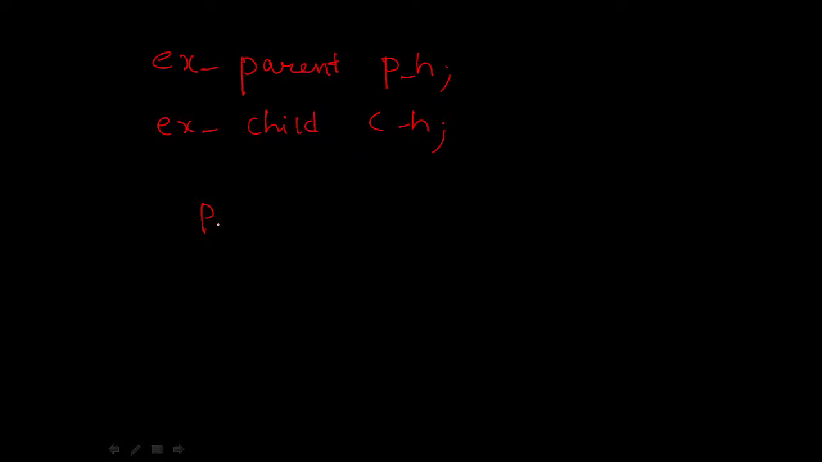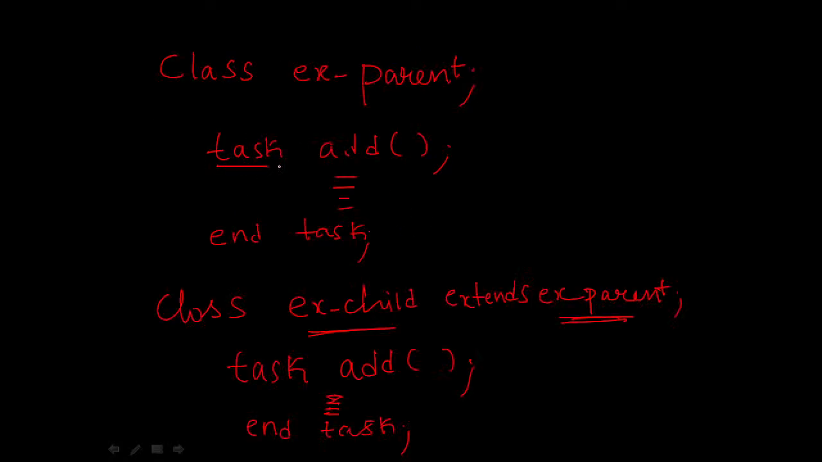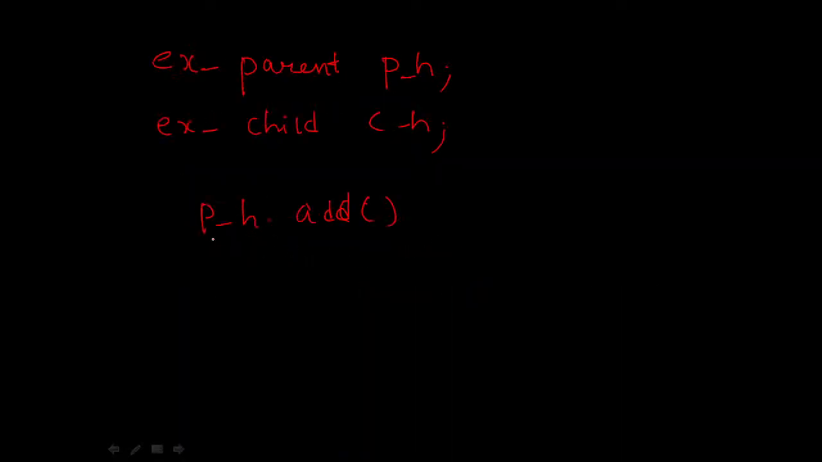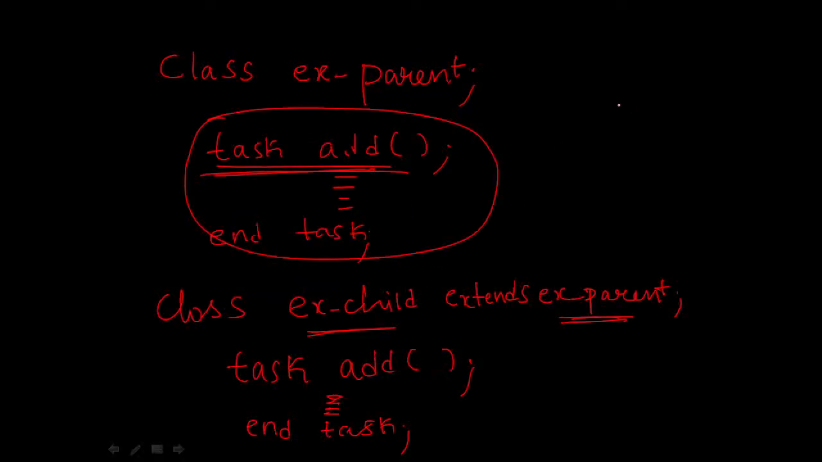Okay, so when we were discussing this, for example, if I access p_h.add, it will refer to the parent class method. Okay, so this method will be called. p_h.add, then the parent class method will be called, and c_h.add, the child class method will be called. Okay, I think up to here we are clear. So if we call p_h.add, this method is called, and c_h.add, this particular method will be called.